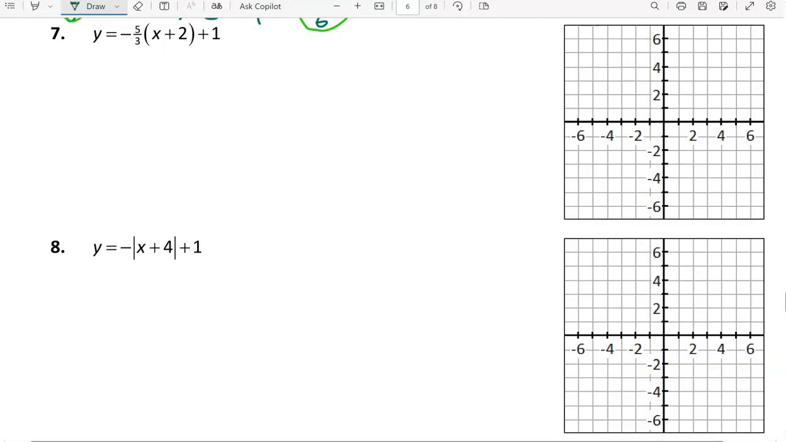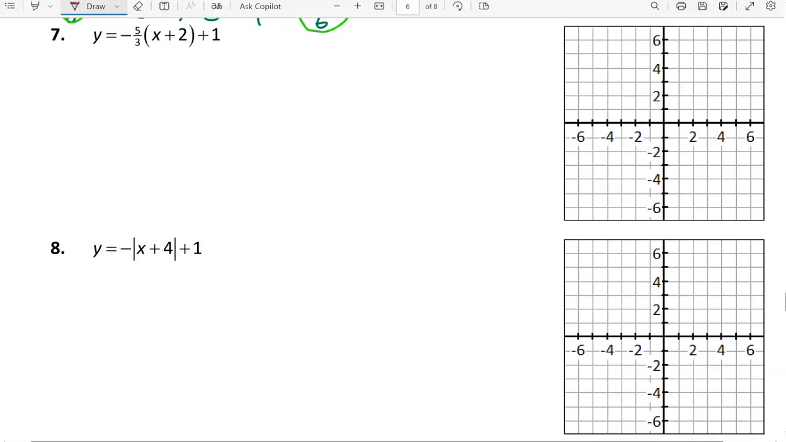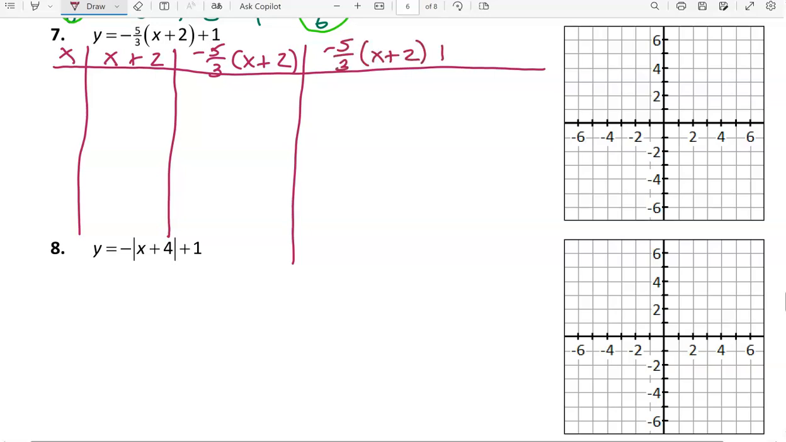All right, let's try number 7. For this one, I'm starting with an x value, and then I add 2 because that's in the grouping, and then multiply that by negative 5/3, and finally take that result and add 1. The numbers we're multiplying by negative 5/3 are the x plus 2's, so those need to be multiples of 3.